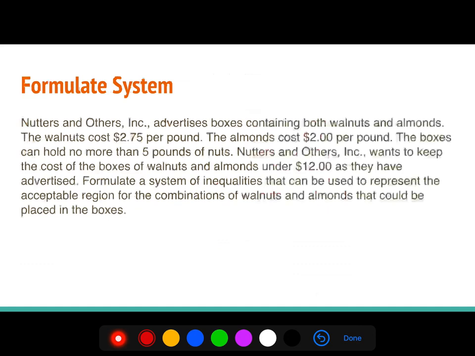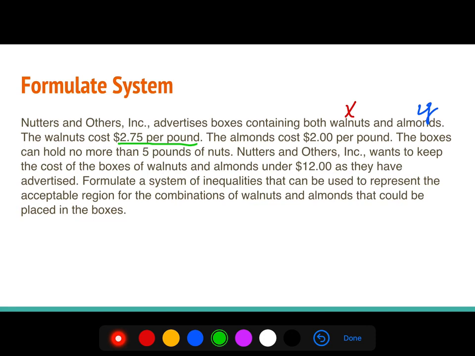So let's dive right into this. All right, so I'm going to start reading. We got Nutters and Others Incorporated, and they advertise boxes containing both walnuts and almonds. Okay, so we need some kind of variables. So I'm going to call walnuts X and almonds Y. And we're probably looking at how many pounds of each of these.